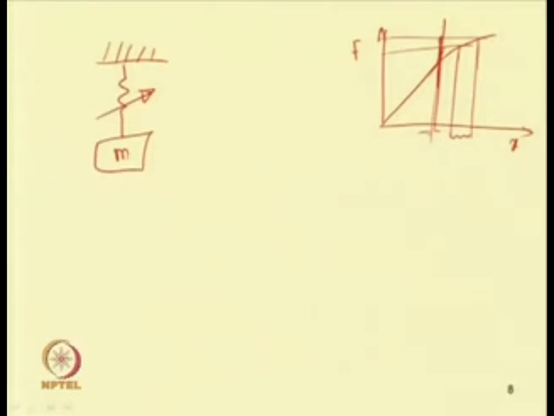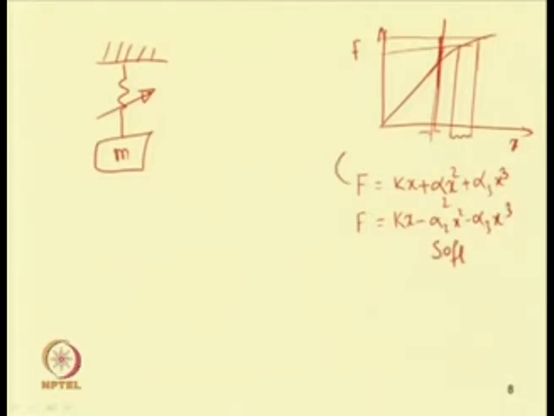In these cases, the equation is no longer linear, or one cannot write this equation as f equal to k x. So, for the hard spring let us add the quadratic and cubic terms, alpha 2 x square plus alpha 3 x cube. Similarly, for the soft spring, we can write this equation: k x minus alpha 2 x square minus alpha 3 x cube. So, this equation is for the soft spring, and the other equation is for the hard spring.